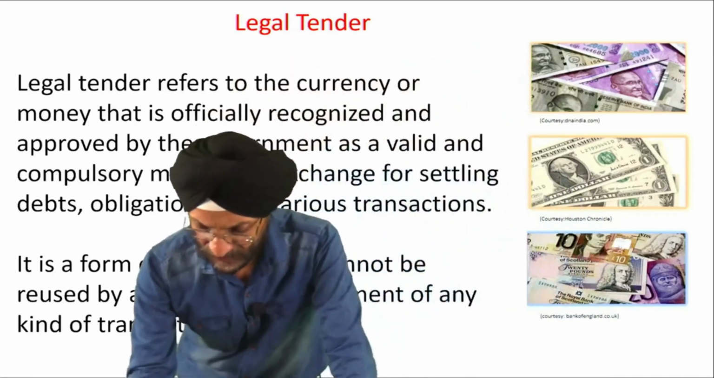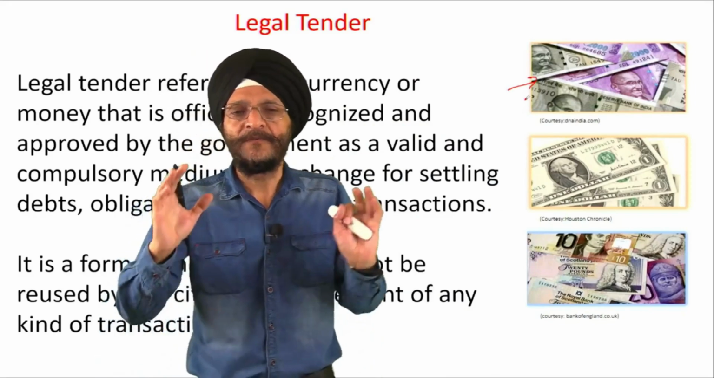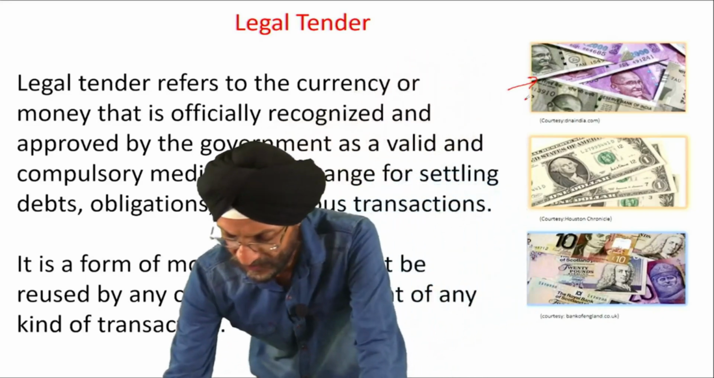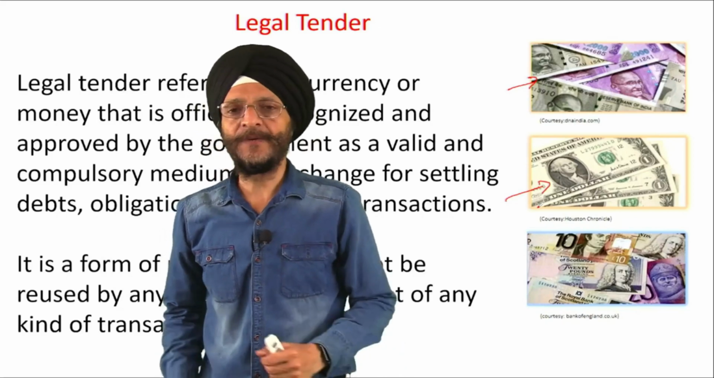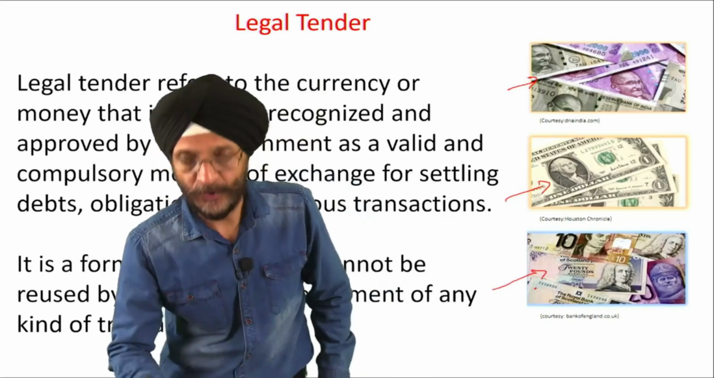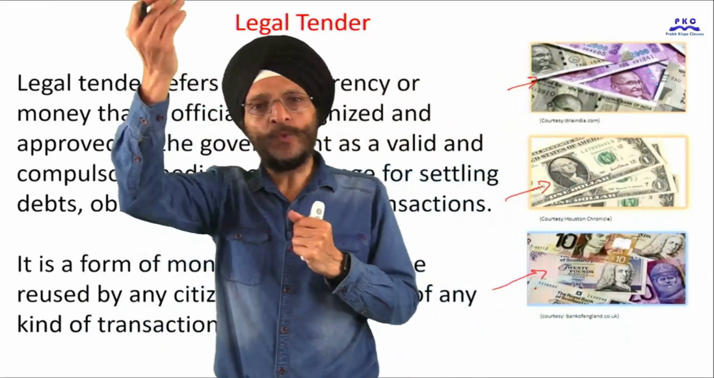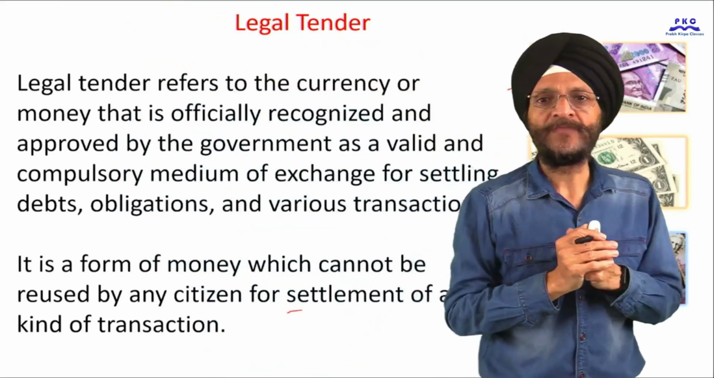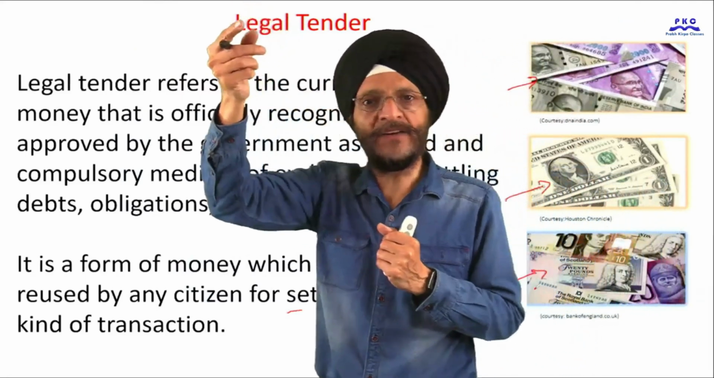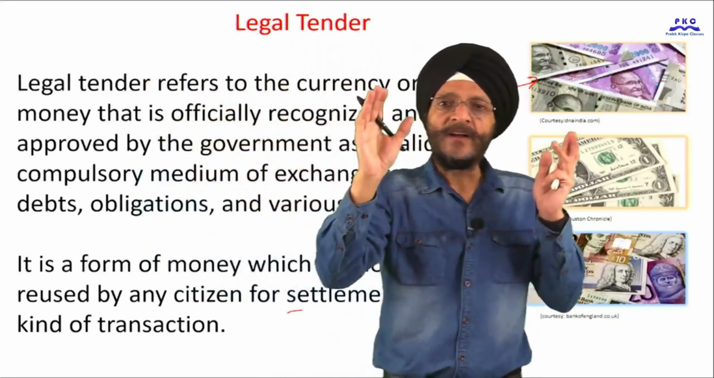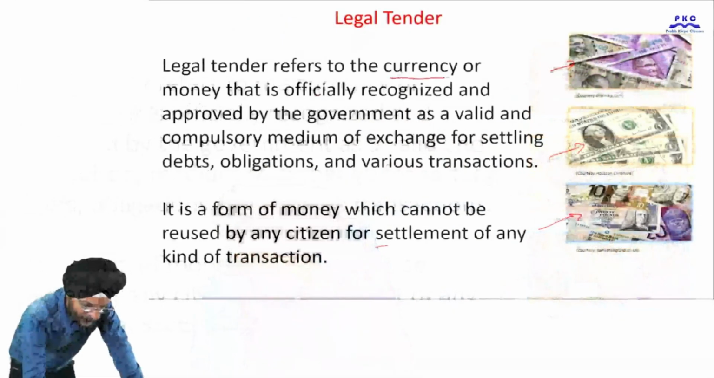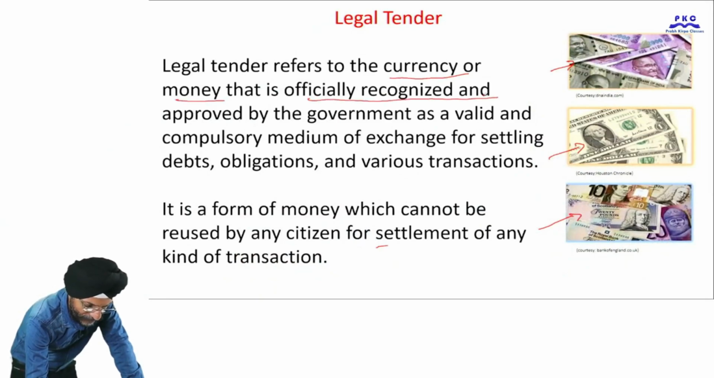You can see in the picture, these are the currency notes which are used in India. These are the currency notes which are used in USA, and these are the other currencies which are used in other countries. So these coins or the currency notes which are used in the respective country and have been issued by the central bank of that country or by the government treasury are called legal tender. Legal tender refers to the currency or money that is officially recognized and approved by the government as a valid and compulsory medium of exchange for settling debts, obligations, and various transactions.